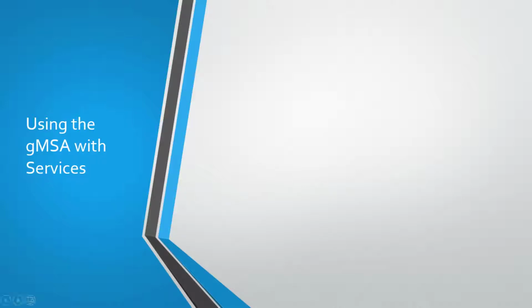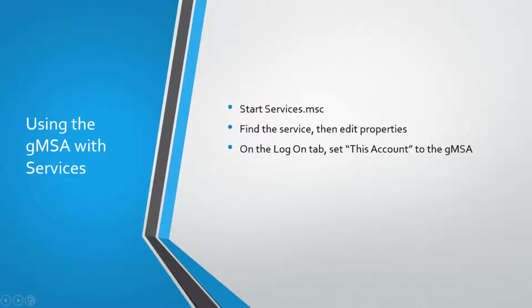When using the services GUI interface, it's pretty straightforward, but there are a couple things to know. First off, of course, we start services.msc to get the console up. Once that's up, we go ahead and find our service in the list and then edit its properties. On the Log On tab, it's important to set the account to the group managed service account name, and you're going to enter that in the form of domainname\serviceaccountname. Make sure you put the $ at the end of the GMSA name.